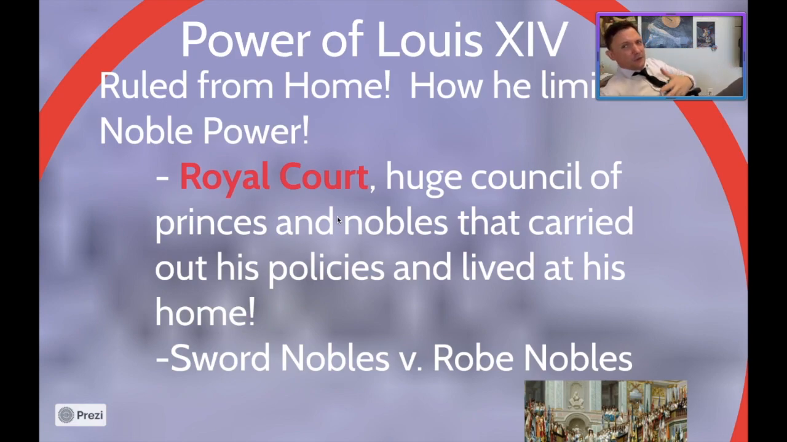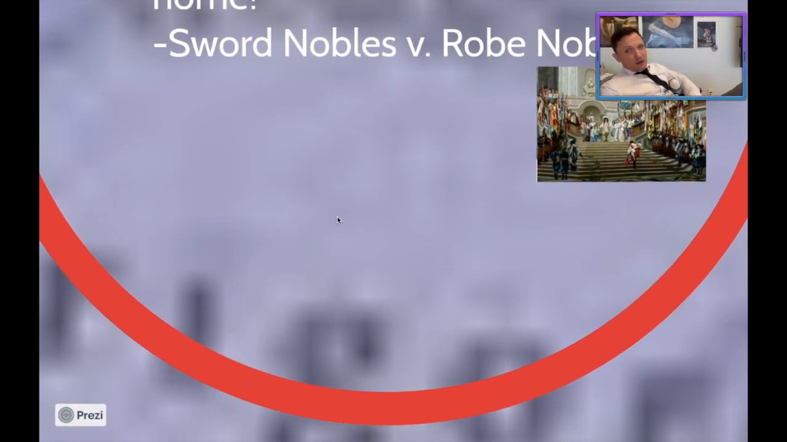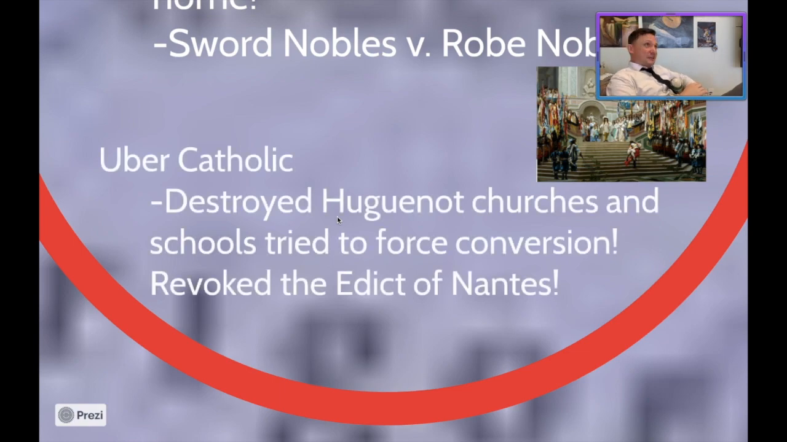They also, apparently, one of the best jobs as well was helping him go to the bathroom, or helping him eat, or take off his riding boots in the evenings. Literally, the guy would come down the stairs and people would clap for him. Those were the robe nobles that lived at his royal court, that would do his bidding and carry out all of his policies, right?